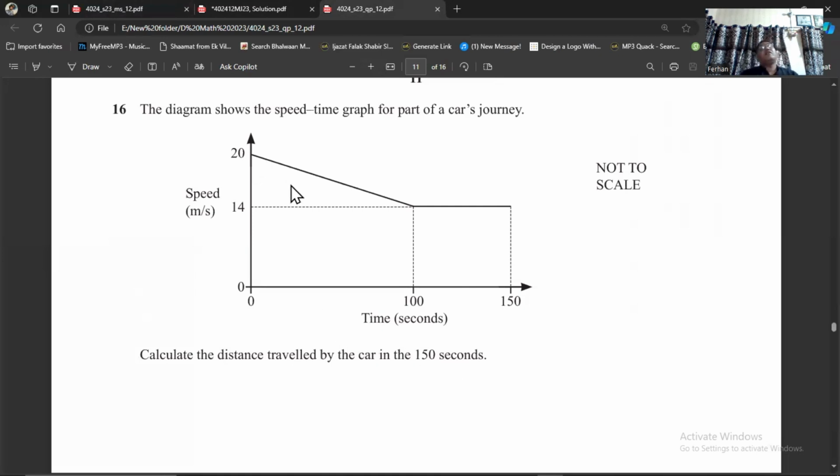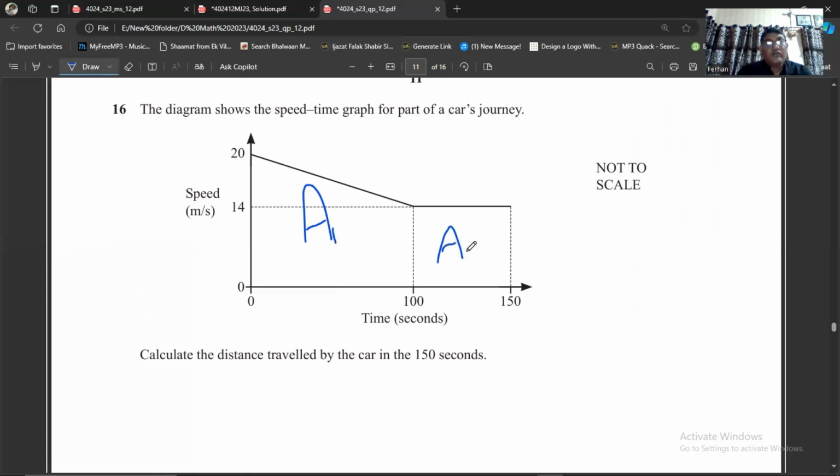The distance traveled is equal to the area under the speed time graph. This shape here is a trapezium. This side here is 20, this side here is 14, and this is 100. These two sides are parallel to each other. Find the area of this, let me call it A1. Then find the area of this place, let me call it A2, and then add them up. That total area under the speed time graph will be equal to the distance traveled in 150 seconds.